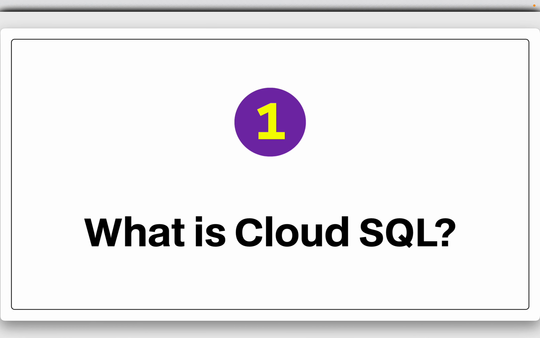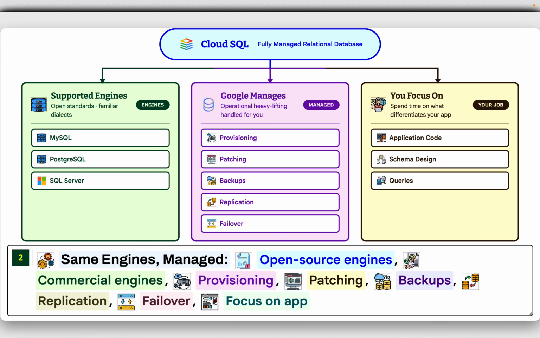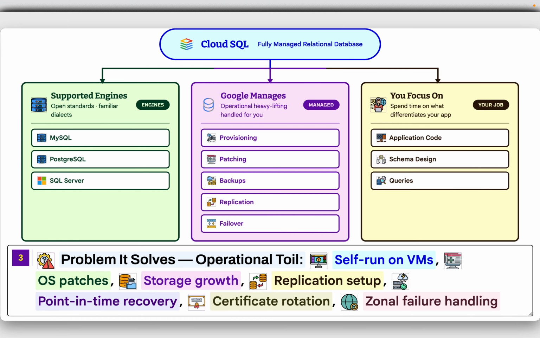First topic, what is Cloud SQL? Cloud SQL is Google Cloud's fully managed relational database service for MySQL, PostgreSQL, and SQL Server. In one line, it runs the same open source and commercial database engines you already know. But Google takes care of provisioning, patching, backups, replication, and failover so your team can focus on the application instead of the database server. The problem it solves is operational toil.